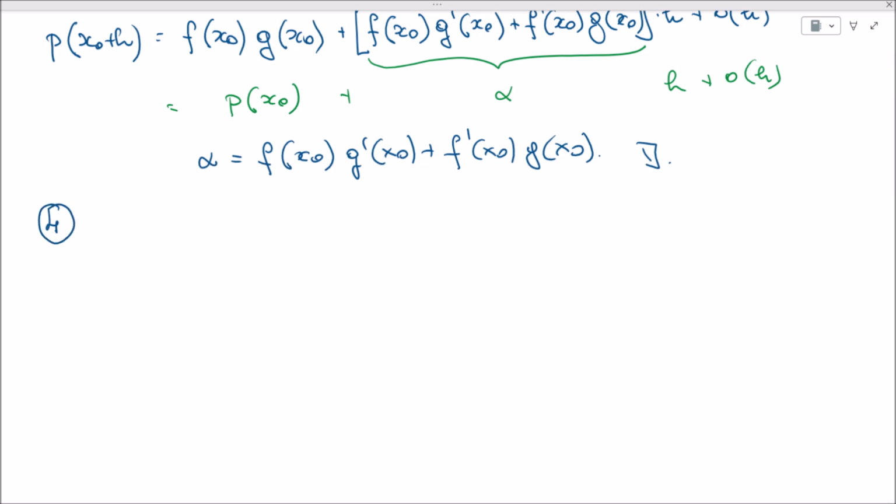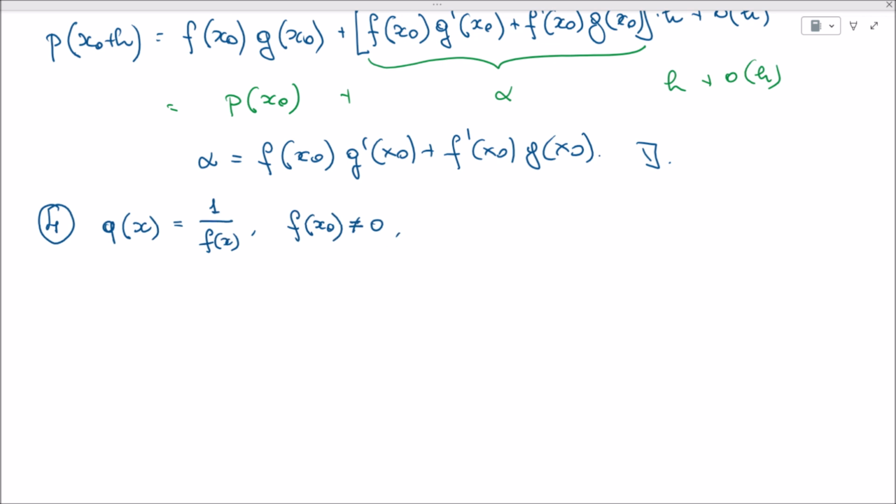Theorem 4 is the derivative of the reciprocal of a function. Let me call q of x 1 over f of x this function, okay? And we are assuming now that f of x naught is different from 0. This is to say that this function is defined in x naught. So q of x can be defined in x naught if and only if f of x naught is different from 0.